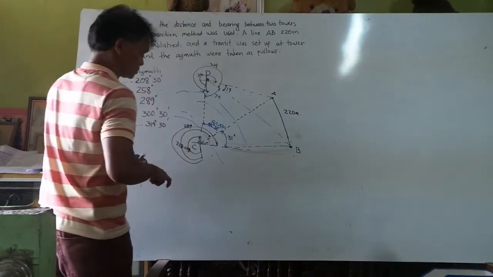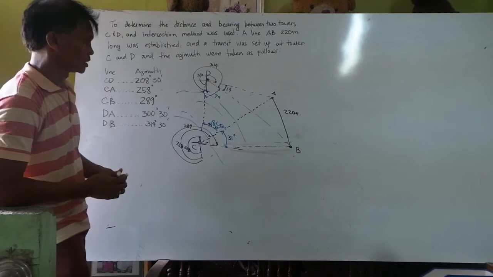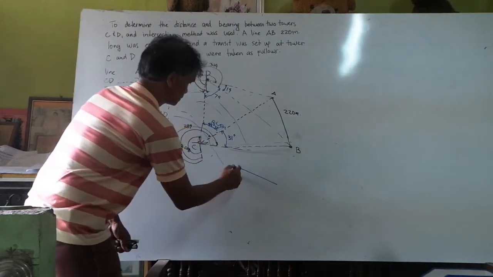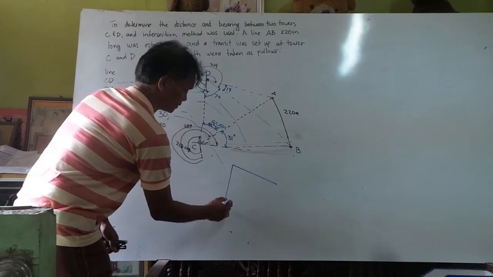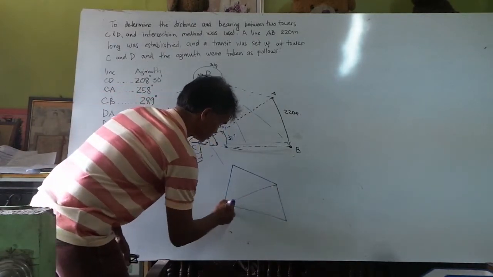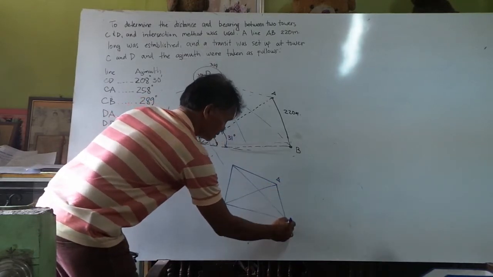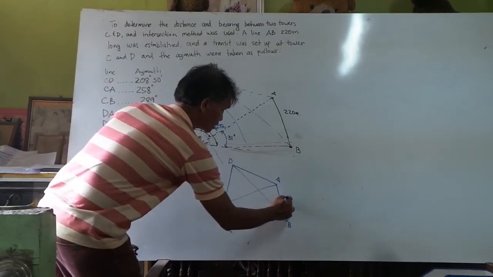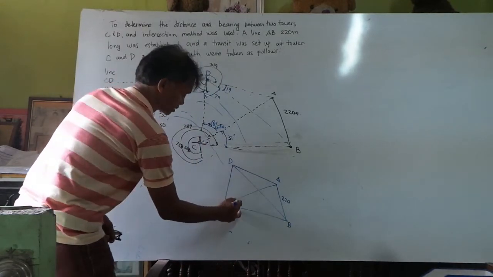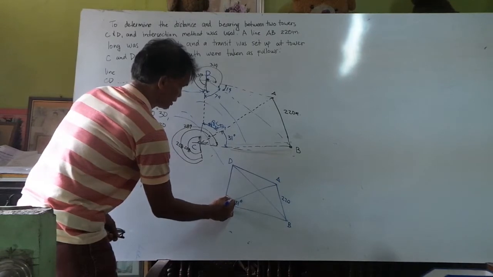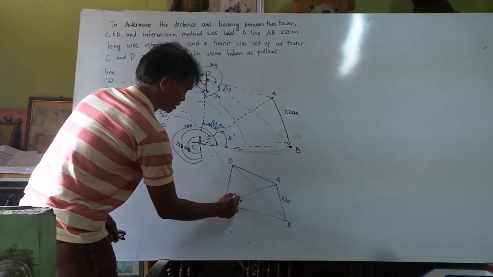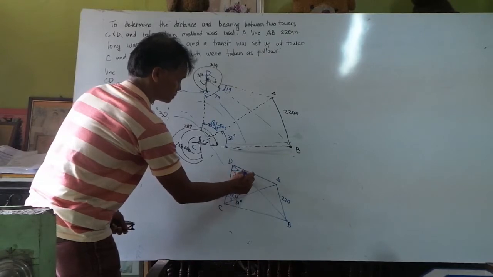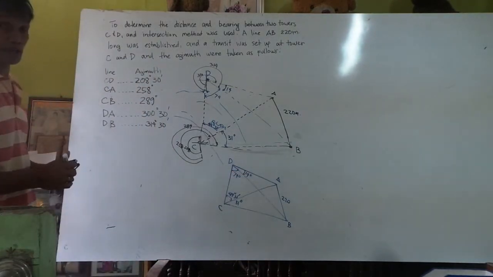Looking at the triangles, we now draw the figure. This is your AB, this is your CD, and this is your 220 meters. Then this is your 31 degrees, this is 49 degrees and 30 minutes, this one is 74, and this is 14. Now you can go to triangulation.